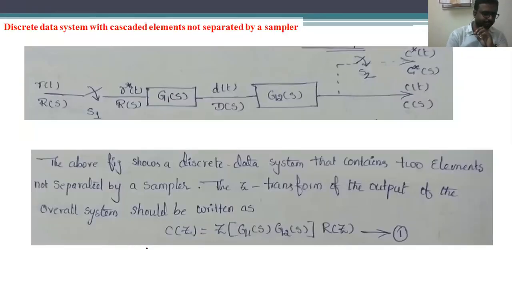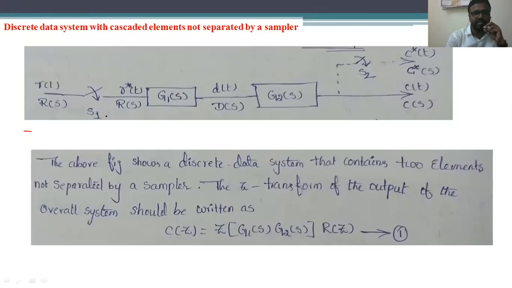So let us see. Here G1 of S and G2 of S are the two discrete data systems which are connected in the cascaded position, and these are not separated by the sampler.